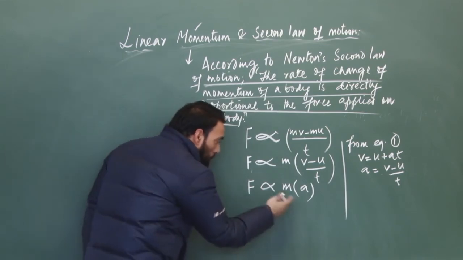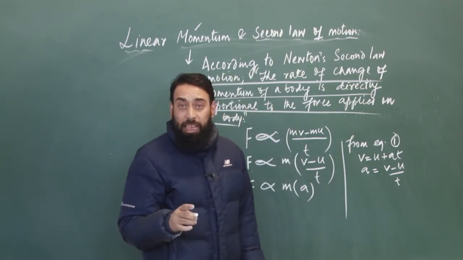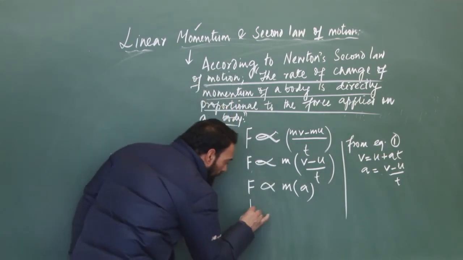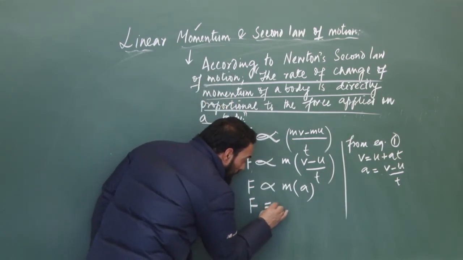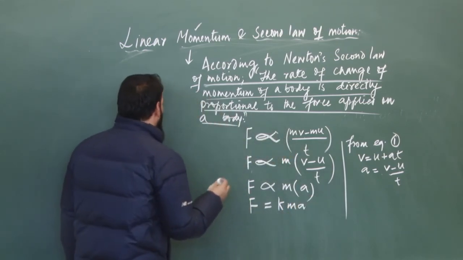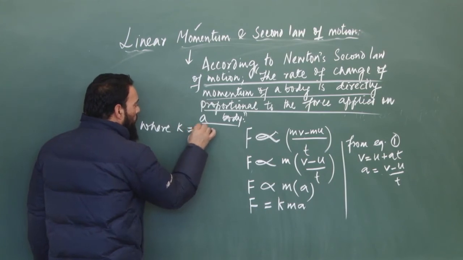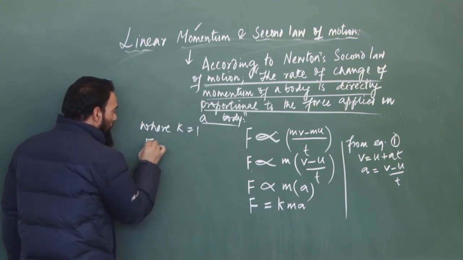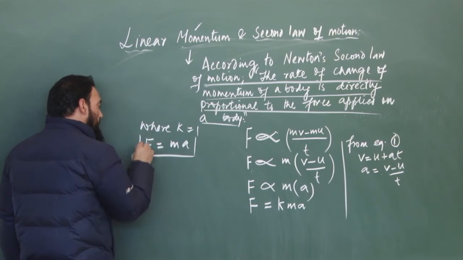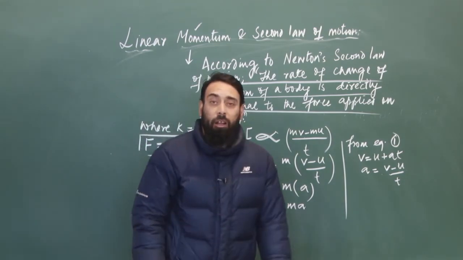To remove the proportionality, we use a constant, and here the constant is k, and it is equal to 1. So then F will be equal to k ma. Where k is equal to 1, F will be equal to ma. So this is the statement, and this is the relation for the second law of motion.